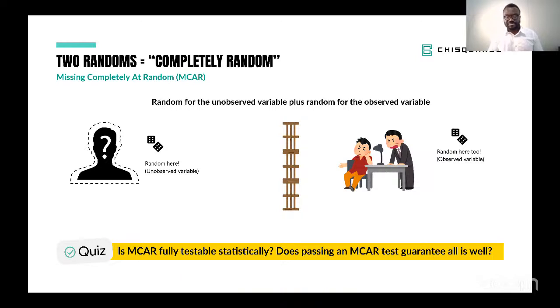There's a question. So MCAR is never possible to verify? Fully verify? Statistically, no. You can never fully verify it.